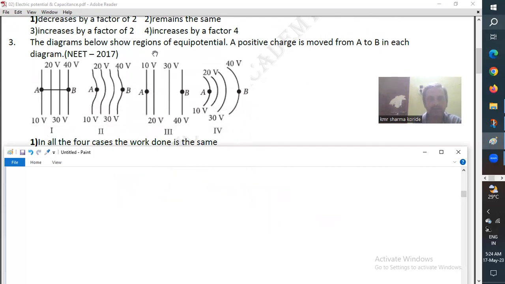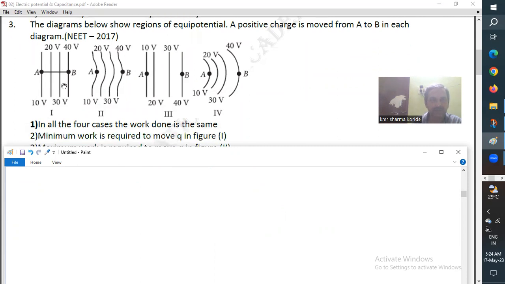The diagram below shows regions of equipotential. The positive charge is moved from A to B in each diagram. So then, which option is correct? So remember, these are all equipotential surfaces. So this straight line, along this straight line, potential at every point is 10 volts only. Similarly, along this straight line, potential at every point is 2 volts only.